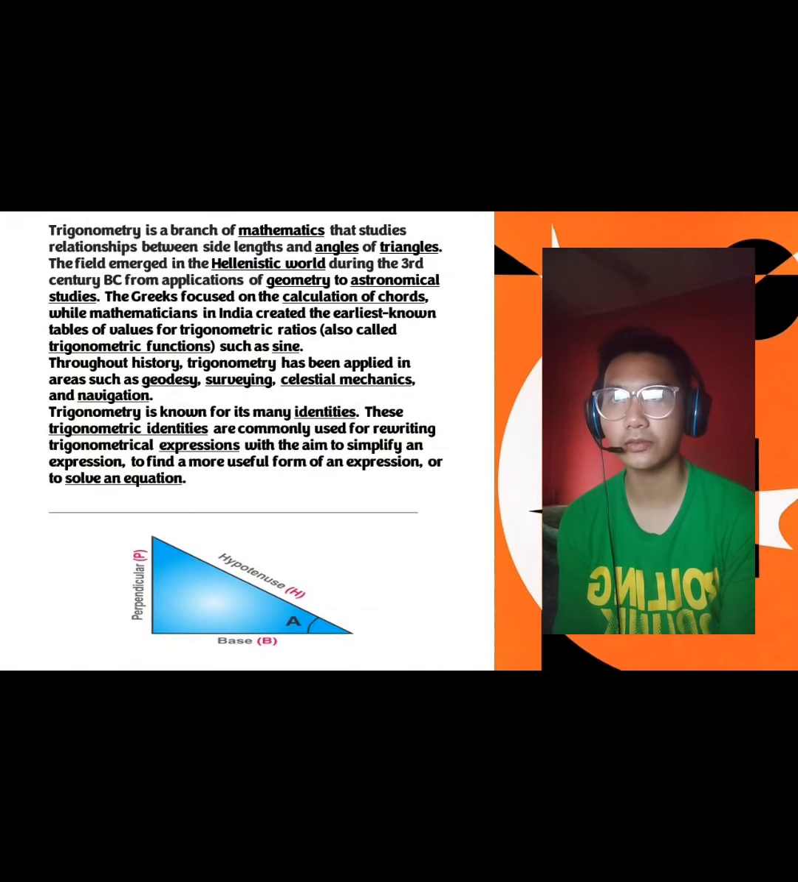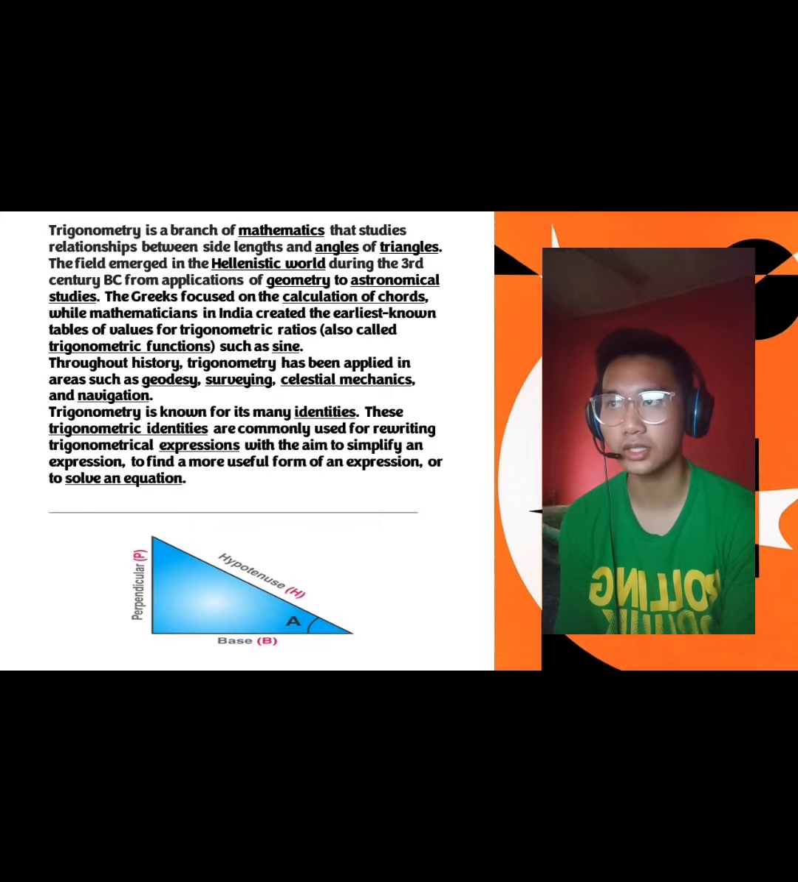Trigonometry is a branch of mathematics that studies the relationship between sides and angles of triangles. The field emerged in the Hellenistic world during the 3rd century from the application of geometry to astronomical studies. The Greeks focused on the calculation of chords, while mathematicians in India created the earliest known table of values for trigonometric ratios, also called trigonometric functions.